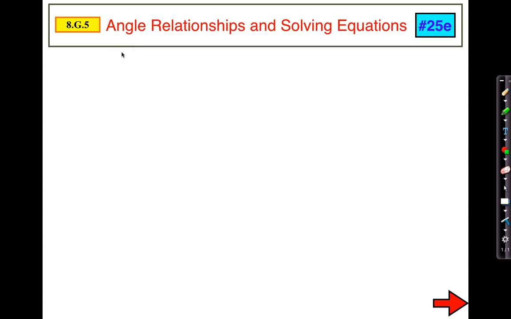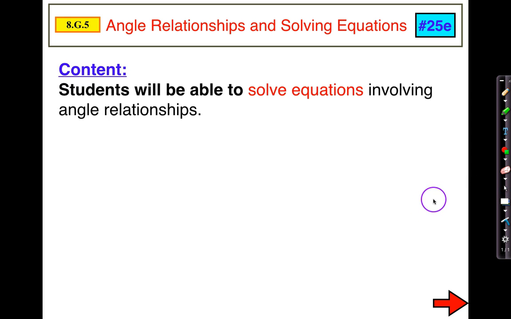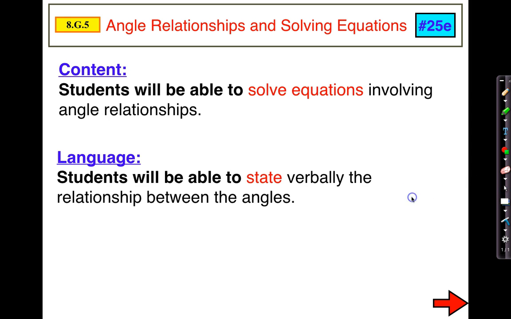Welcome back. Today we're going to go ahead and continue on with angle relationships again. And in fact, we're going to take it a step further and also solve equations based off of those relationships. First, our content objective is students will be able to solve equations involving angle relationships. Language objective is students will be able to state verbally the relationship between the angles.